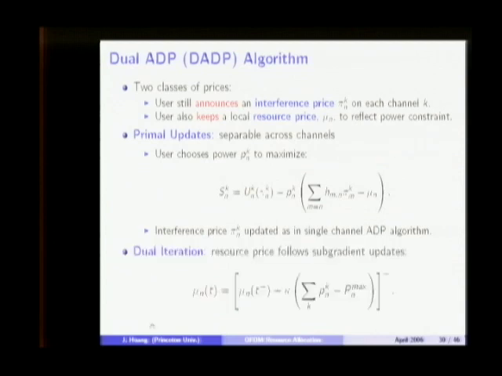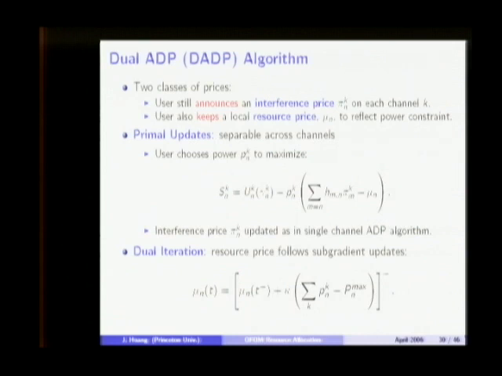And in the second part, the dual iteration, users update the resource price mu n, a scalar, according to the subgradient, which essentially looks at the degree of violation of the total power constraint, and use a fixed constant step size kappa, the same for all users, to update this.